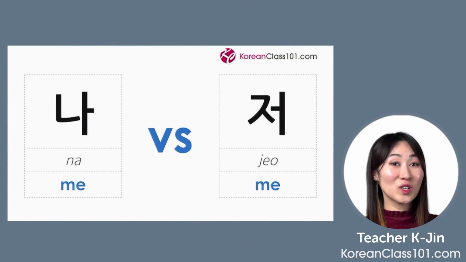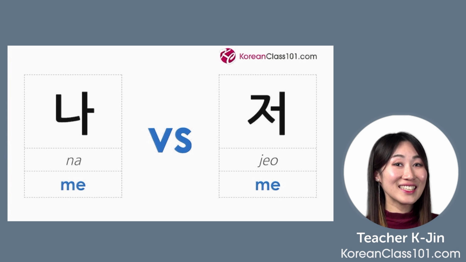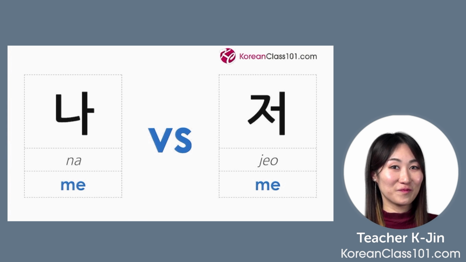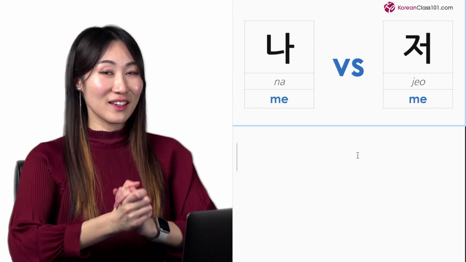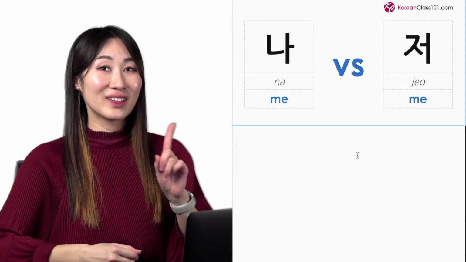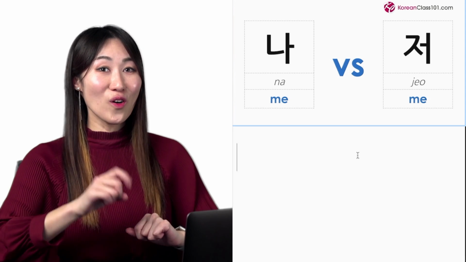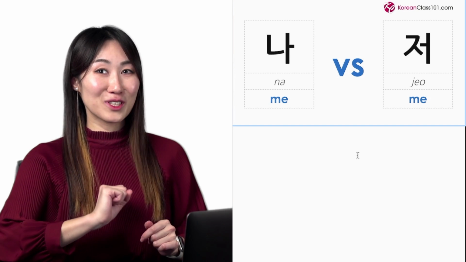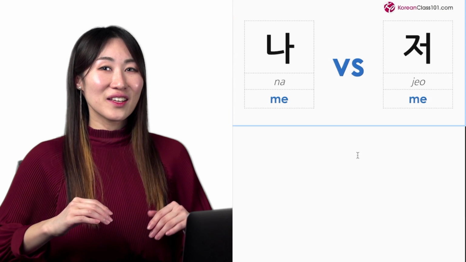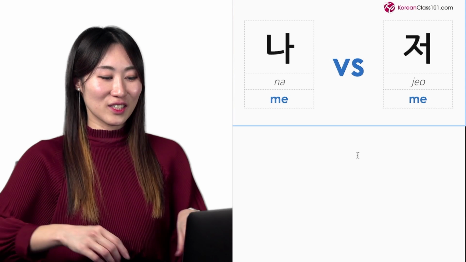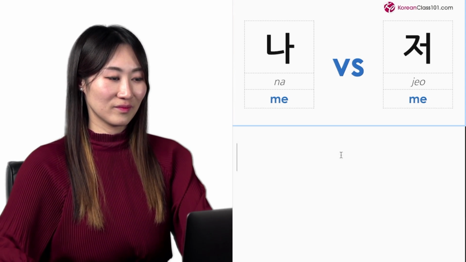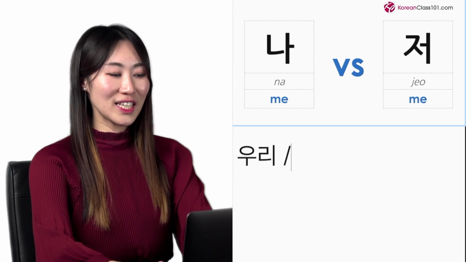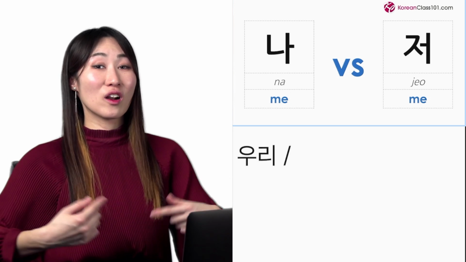Today, I picked questions related to formal Korean words. Here's the first question. What's the difference between 나 and 저? Both mean the same thing, me in Korean. But 나 is casual and 저 is polite and formal, honorific. 나 versus 저. And in Korean, there are some more words like this. For example, 우리. 우리 means our or us.